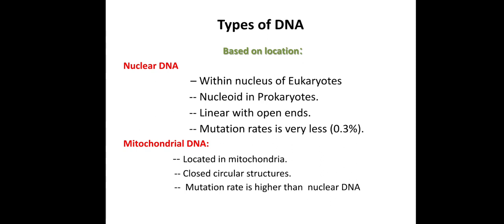Nuclear DNAs are generally linear and with open ends. And these nuclear DNAs are stable to some extent, since their mutation rate is very low. But there are always exceptions anyway. So these nuclear DNAs are generally stable, that's why they qualify as genetic material.